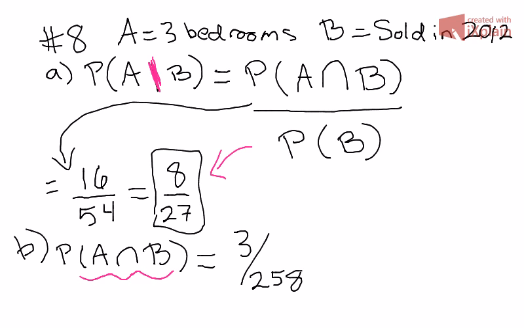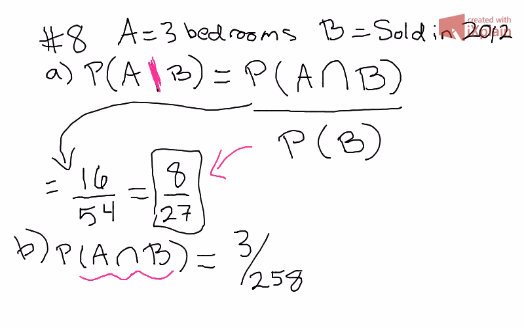So we look up at the chart and we look at 2009, and then you look at 5 or more, and there's 3 of those. That's out of the total because it wants to know, what's the probability that it was sold in 2009 and that it had 5 or more bedrooms. Out of all of the houses sold, what's the probability that that statement is true? And so we look, and there's 3 houses that were sold in 2009 that had 5 or more bedrooms out of all of the 258 houses that were sold.